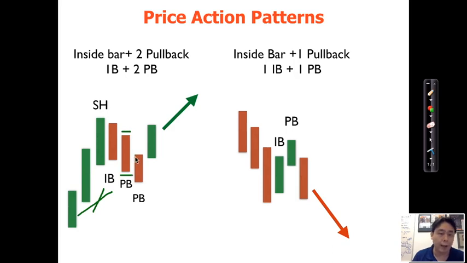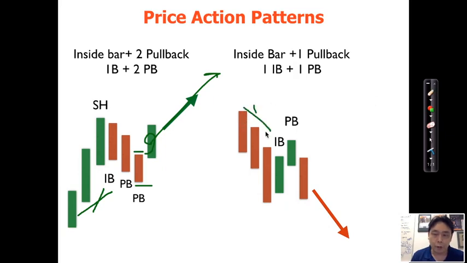Next day, another pullback, cancel our buy order, place a new buy order over here, stop loss over here. Next day, price goes above the high, triggers, and we're in the trade. So this is a case of one inside bar and two pullbacks.